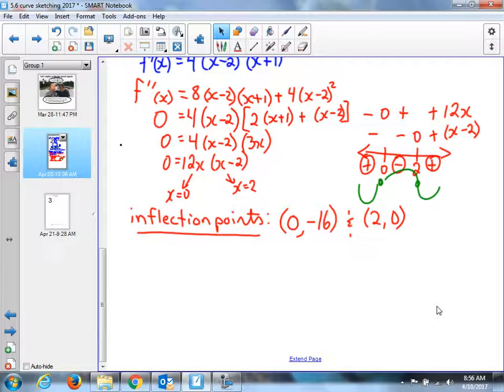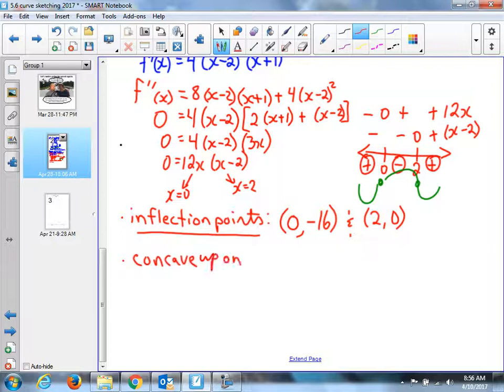Okay, and concave up, concave down. Concavity. Concave up on two different intervals: negative infinity to 0, union with 2 to infinity. Concave down.